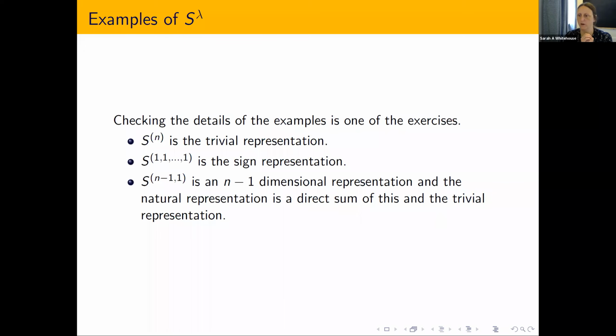And there's an exercise which kind of explains some steps that you would go through in order to check this statement that I've just made. Okay, so that's as much as I'm going to say about the examples for now.